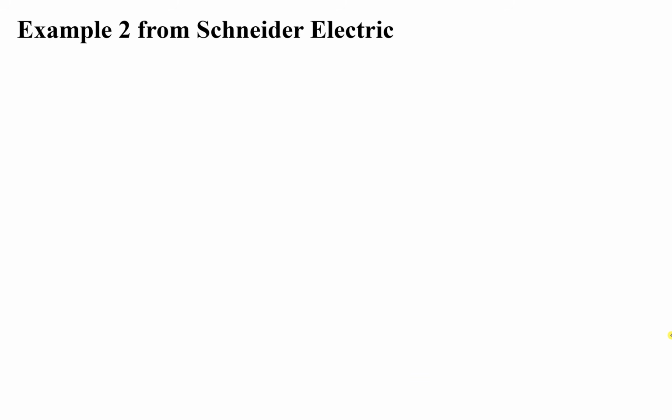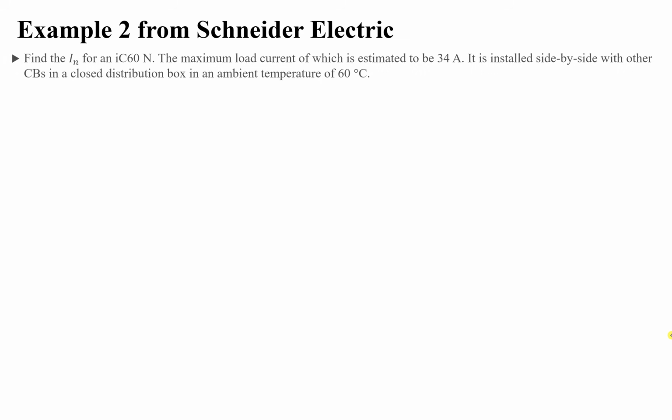Now let's have another example from Schneider Electric. From their website, find the nominal current for IC60N, the maximum load current, which is estimated to be 34 ampere. This is the IP design current. It is installed side by side with other circuit breakers in a closed distribution box in an ambient temperature of 60 Celsius degrees. Okay, so we have number one, derating factor.